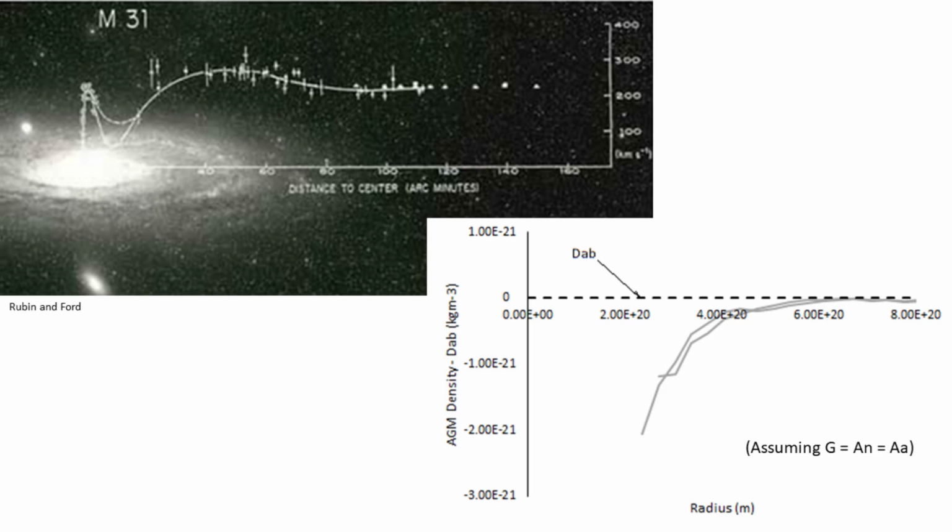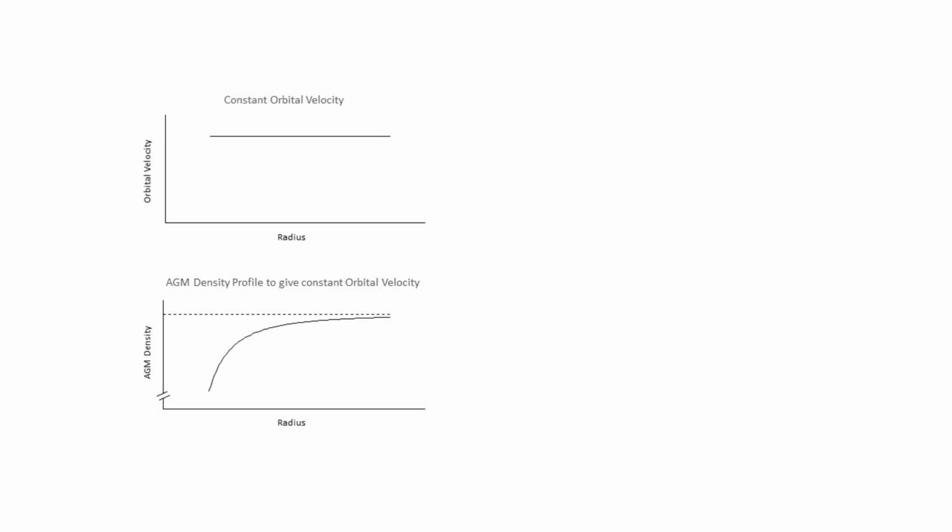And it looks something like this. And it is the density profile that you would expect from an AGM vortex, as was suggested in the previous video. So that's just confirmation that a flat orbital velocity profile is given by the sort of density profile that you would get in a vortex.